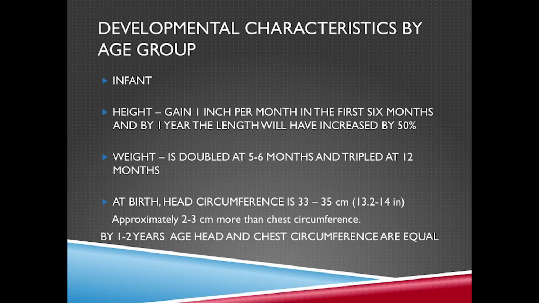As far as head circumference goes, their head circumference at birth is normally 33 to 35 centimeters, which is approximately 2 to 3 centimeters more than their chest circumference. And then by 1 to 2 years of age, their head and chest circumference are equal.